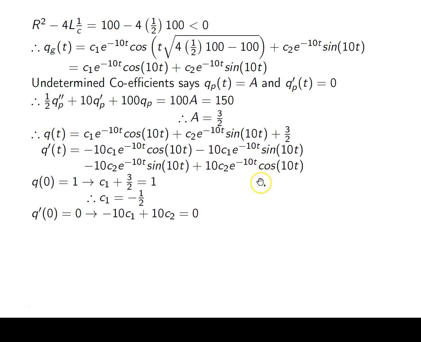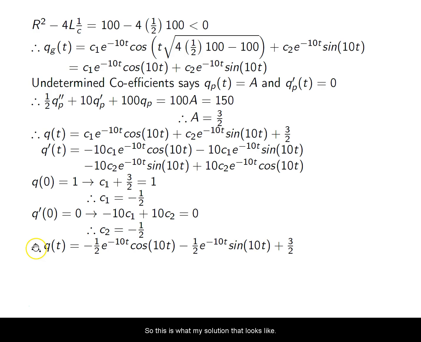So when I move this over, the 10s will cancel. I get C1 equals C2. So I got another -1/2, right? So this is what my solution then looks like. -1/2, -1/2 are the coefficients.